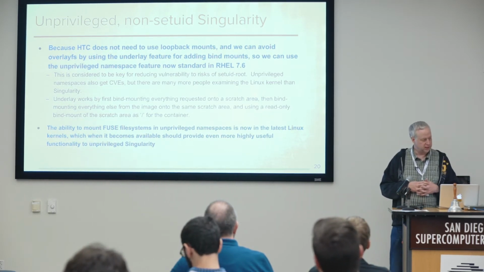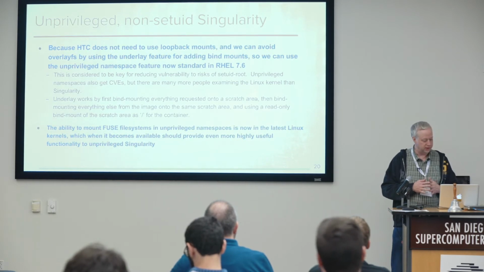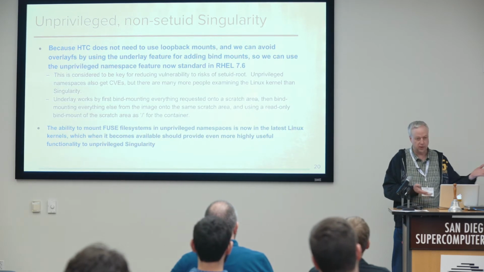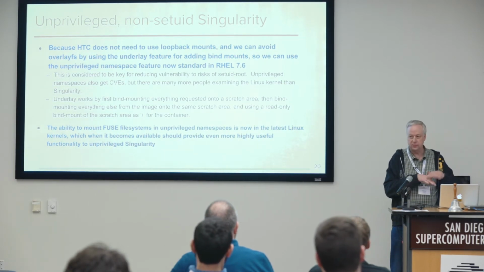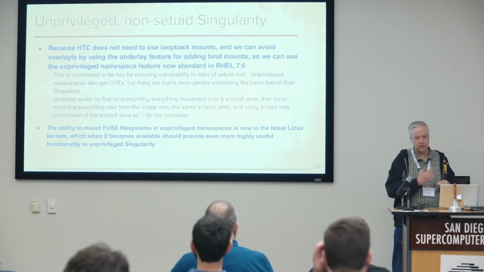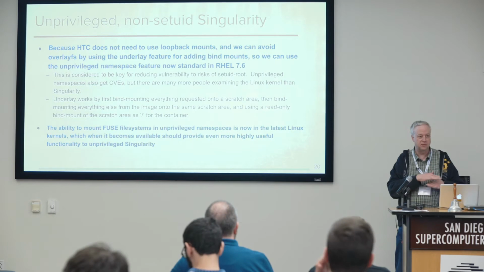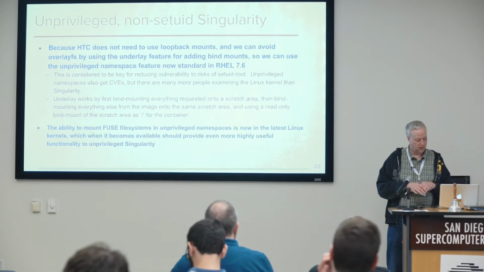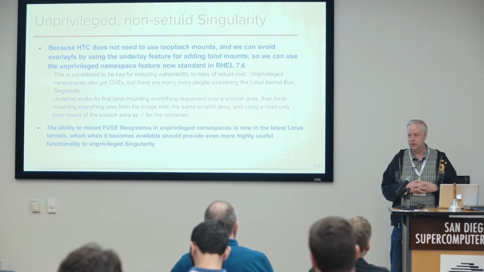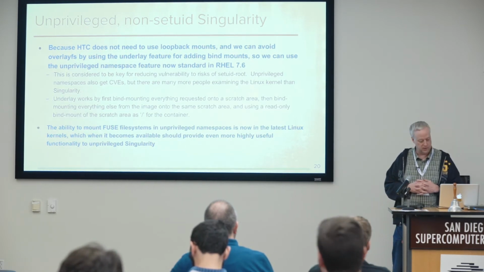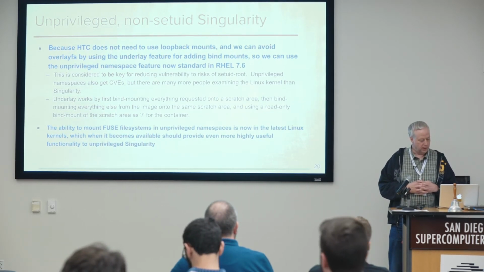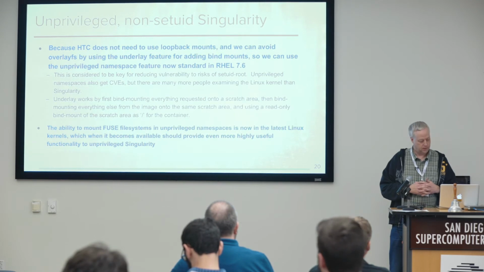And just to mention, for those of you who aren't familiar with the underlay feature, it works by first bind mounting everything requested on the command line. Every bind mount requested, we first put that into a scratch space, and then bind mount everything from the image on top around that. So that way we only have to have that one space that becomes the bind mounted into the root file system inside the container, and we don't need to use the overlay FS.